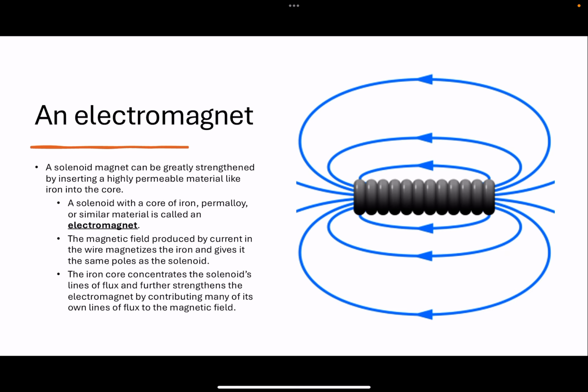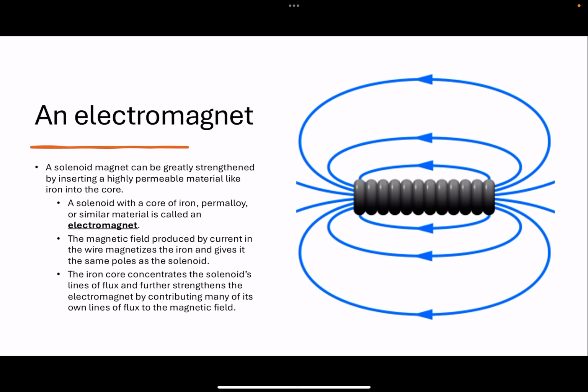Now, from this solenoid magnet, we can make it a lot stronger by inserting highly permeable material like iron into the core. A solenoid with a core of iron, permalloy, or something similar is called an electromagnet. The magnetic field produced by current in the wire magnetizes the iron and gives it basically the same poles as the solenoid. The iron core concentrates the solenoid's lines of flux and further strengthens the electromagnet by contributing many of its own lines of flux to the magnetic field.